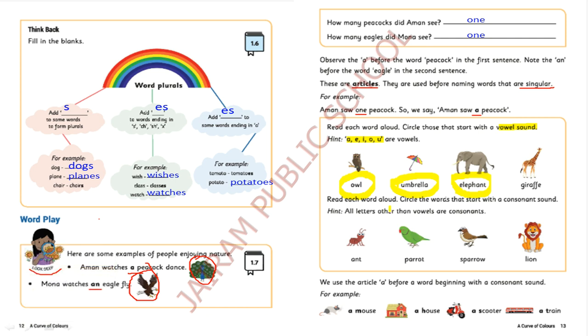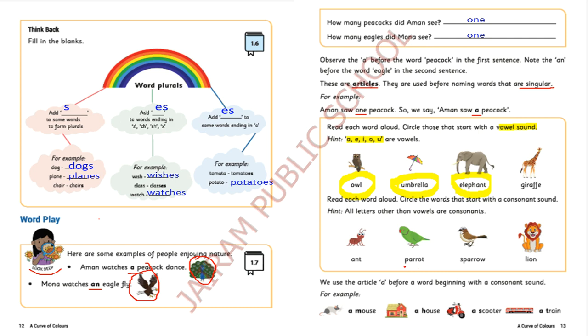Read each word aloud. Circle the words that start with a consonant sound. We are going to circle the words with the consonant sound, all letters other than vowels. This is the hint here. So let's start circling. Is there any vowel? Yes, there is a vowel, so don't circle that. We are going to circle only the consonant-starting words. If a word begins with a consonant, we have to circle that word.